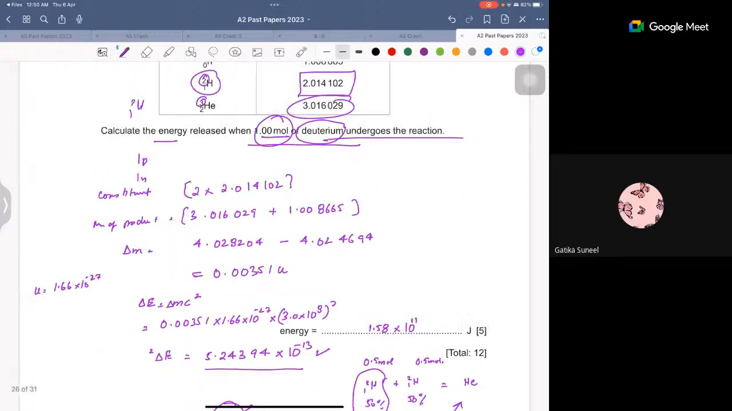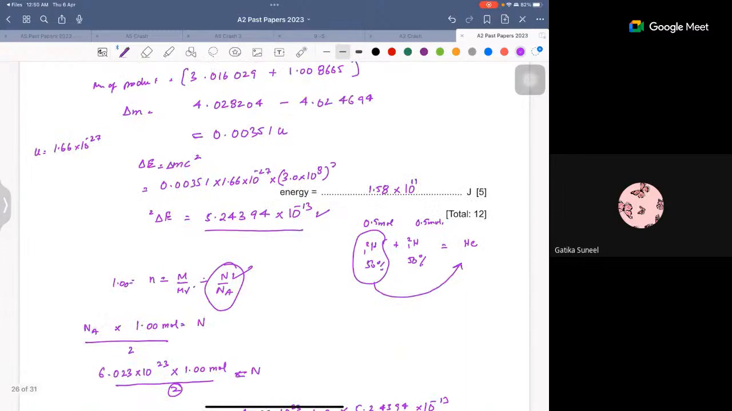So he's talking about just one deuterium. He's not talking about both of them. That's why I did this, that I divided by 2. So then half of one deuterium will go, half the number of particles will go to that. You get it?